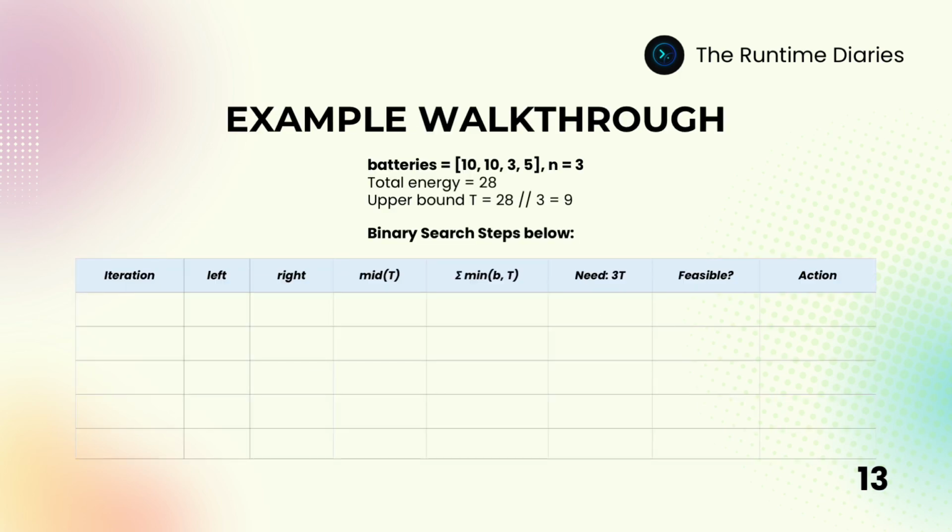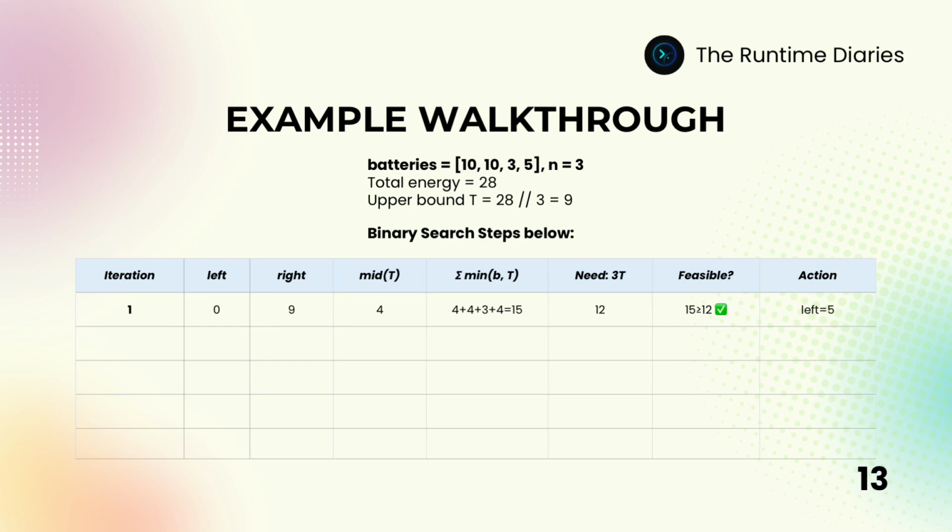Let's walk through a concrete example to solidify the intuition. Batteries equals, from left to right in the array, 10, 10, 3, 5, and n equals 3. Total energy equals 28. Upper bound equals 28 divided by 3 using integer division, which is 9. Now, binary search explores different values of t. The first iteration, we try t equals 4.